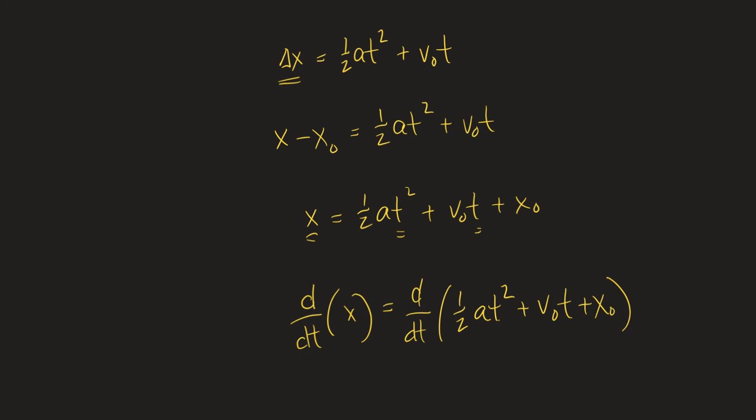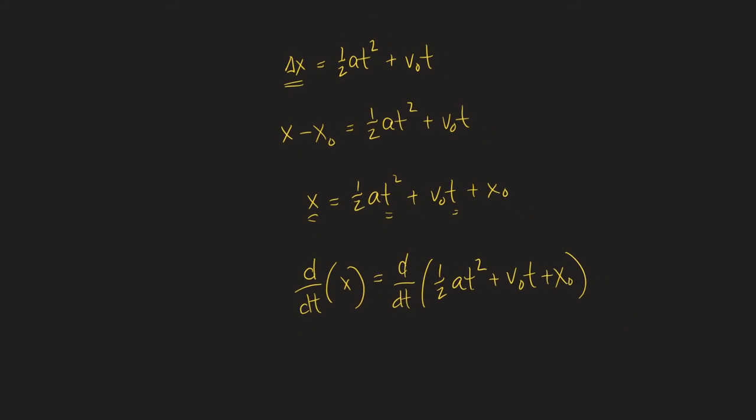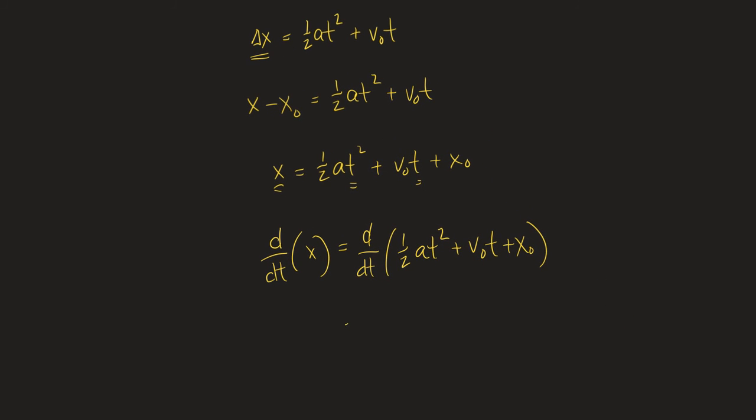Now, I think that this is something we can do without all the steps. Can I distribute this and try it first here? 1/2 a is my coefficient. And I'm left with t squared. Bring down the 2 times t to the 2 minus 1.